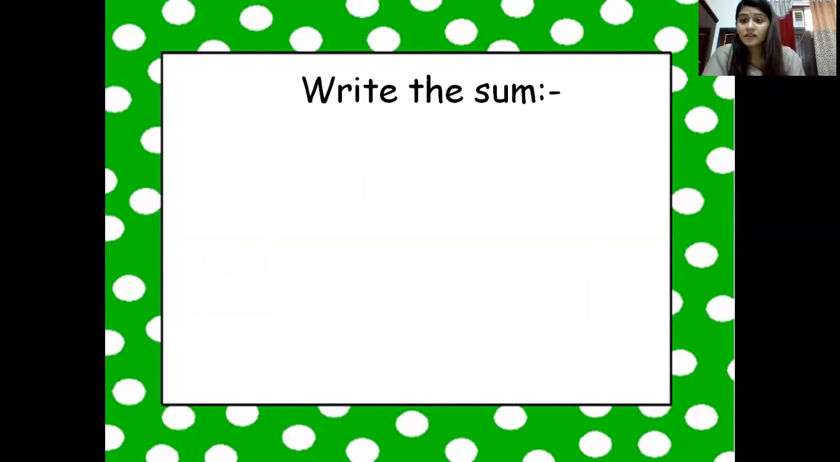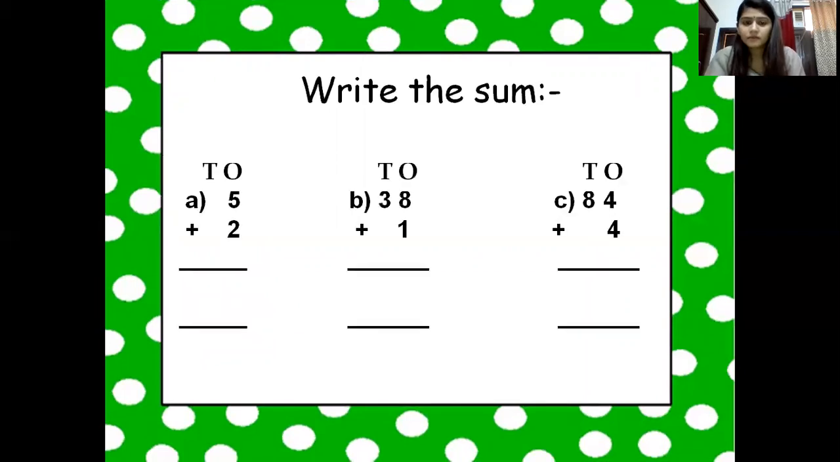Next question, write the sum. Here, sums are given. Some few questions are given. We need to find the sum of these questions. So first question is 5 plus 2. And which addition is this? This is vertical addition because numbers are written vertically. Now 5 plus 2 is equal to 7. So we will write here 7.